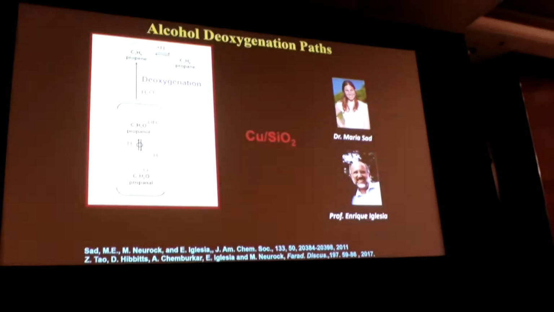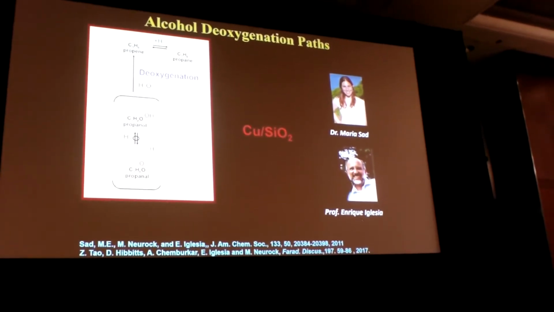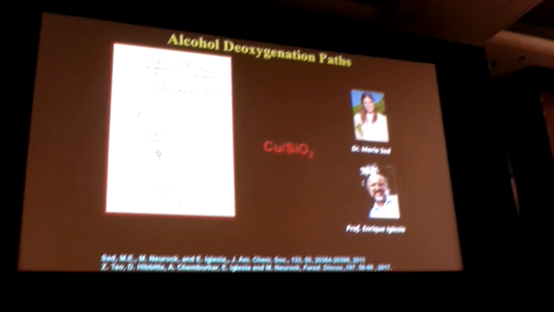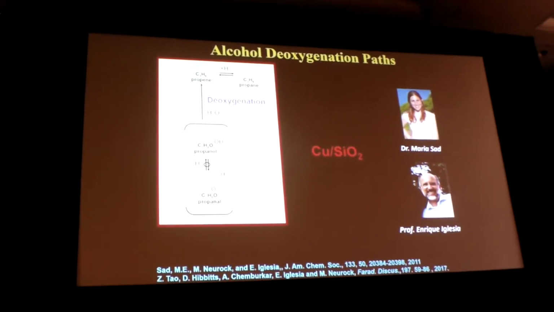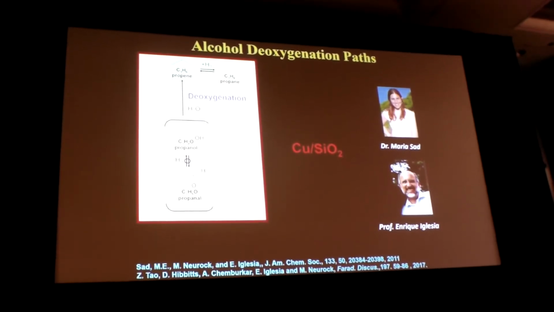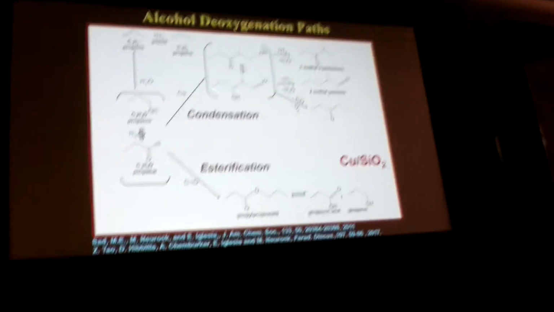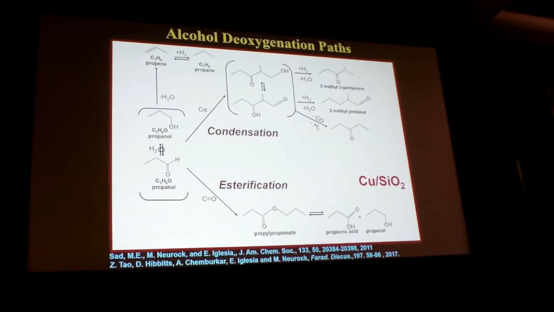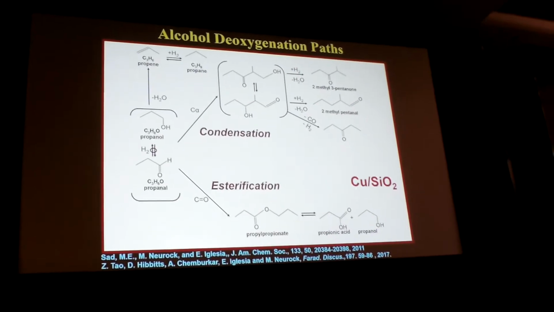Fast forward another year or a half. This is work done by Maria Sed and Enrique Iglesias, where they were trying to use alcohols, alkanols, and alkanals coupled together with a little bit of hydrogen to carry out deoxygenation, alkanol gas shift, if you will. And you see those products, but surprisingly you saw many more products coming from condensation as well as esterification. You were forming carbon-carbon bonds, growing carbon chain lengths, and undergoing carbon-oxygen bond additions over copper and silica.